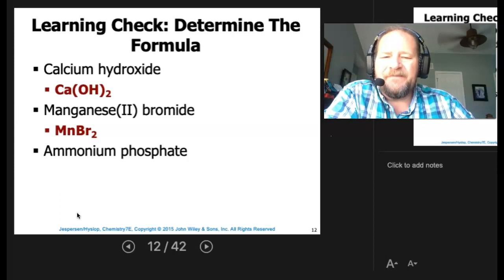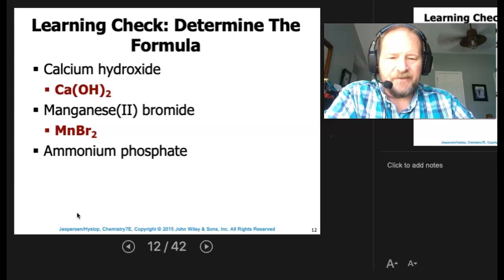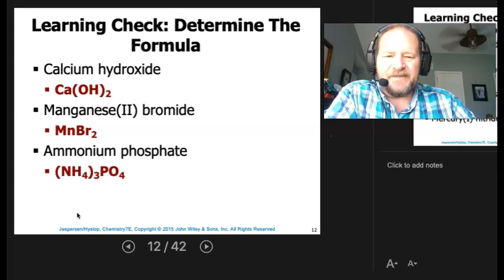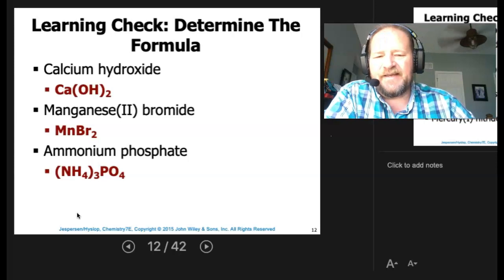All right, ammonium phosphate. Now here you're going to need that polyatomic sheet. So you're either going to have to look up these pieces or memorize them. I don't recommend memorizing them, but if you do, you do. (NH4)3PO4. All right, the phosphate's a -3. We're going to crisscross that to the outside of the parenthesis.